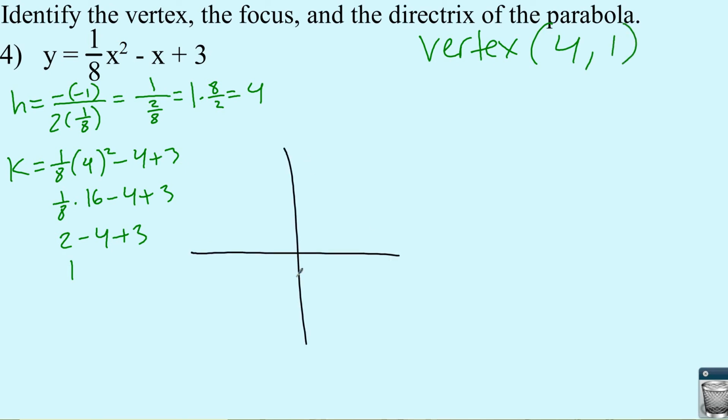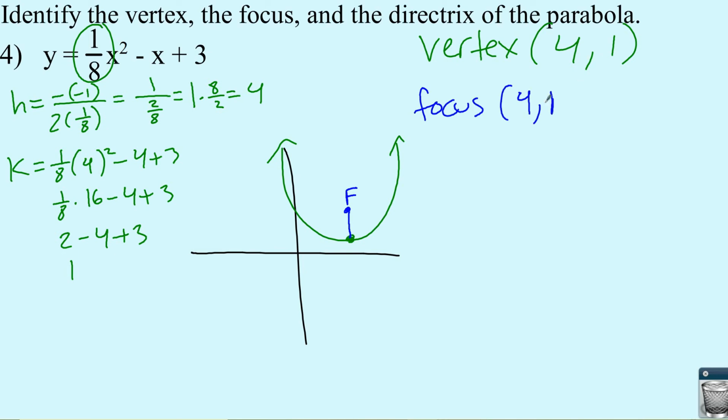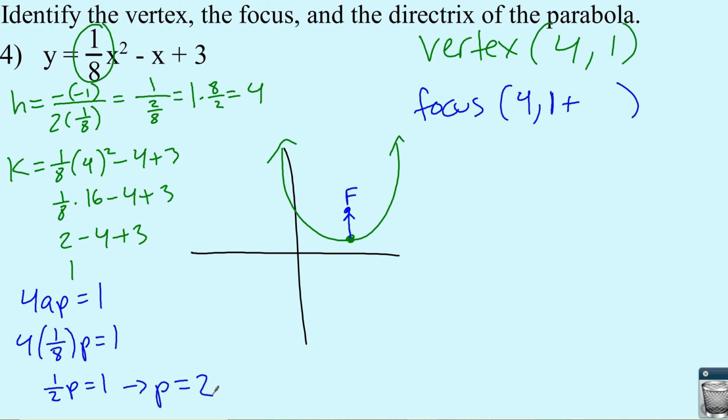So if I think about it as a graph, (4, 1) is going to be like right here. And since our a value is positive, I know this is going to be increasing. So my focus is going to go up to here. So how do I get my focus? I take the original vertex and I adjust the y value. Since I'm going up, I'm going to add that p-value. Well, I need to figure out what that p-value is. So 4ap equals 1. So 4 times 1/8 times p equals 1. 1/2 p equals 1. Therefore, p equals 2. So I'm going to go up 2. So my focus is now at (4, 3).